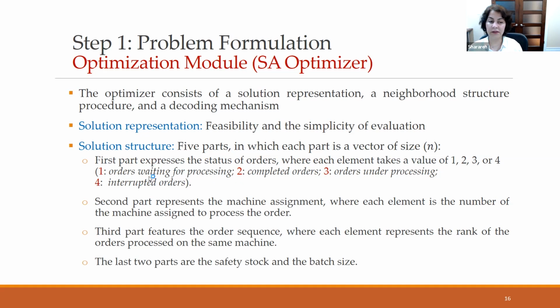The second part of the solution structure contains the job assigned to the order, that is, the machine that the order is assigned to. The third part features the order sequence, which means it has the rank of the orders on the same machine. And the last 2 parts of the solution structure represent the safety stock and batch size.